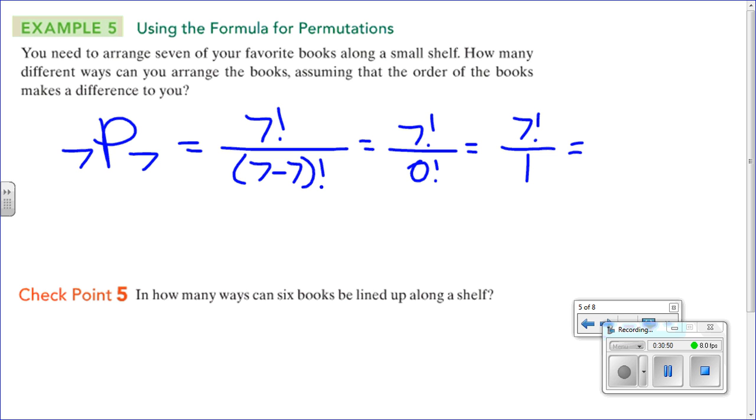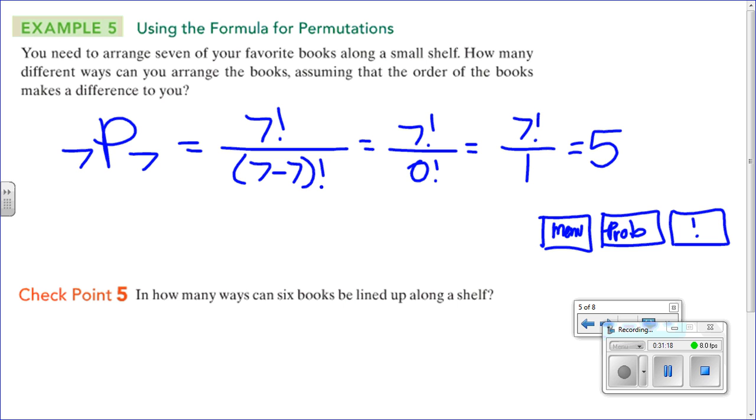Remember, did I show you where to find the factorial symbol? You go to menu, and then probability, and it will be the first one. You can also just click the exclamation button, which is next to the letter G. So what do we get? 7 factorial? Come on, guys. 5040.